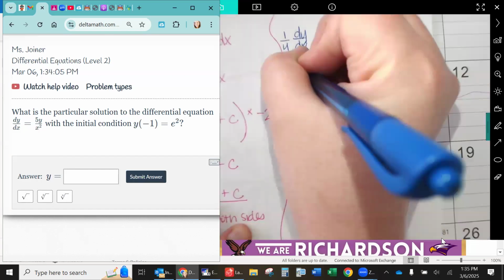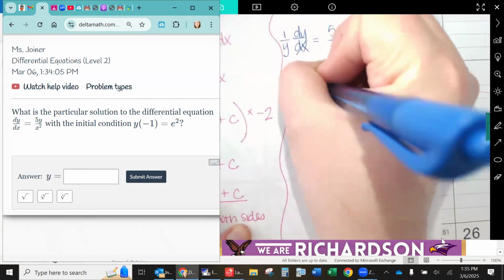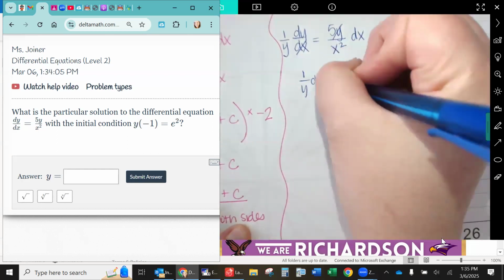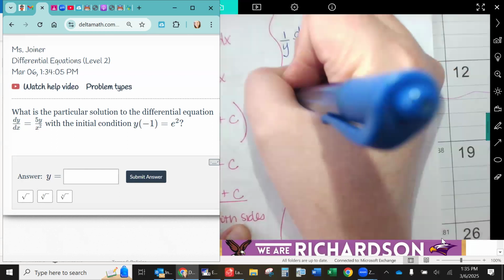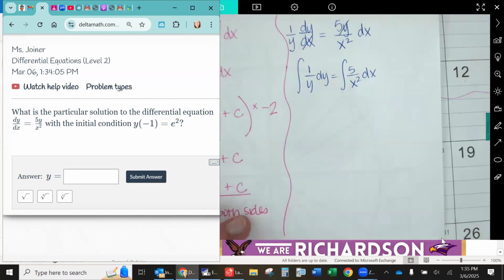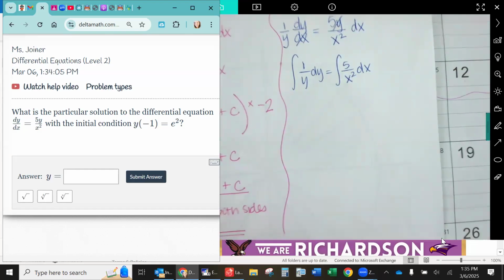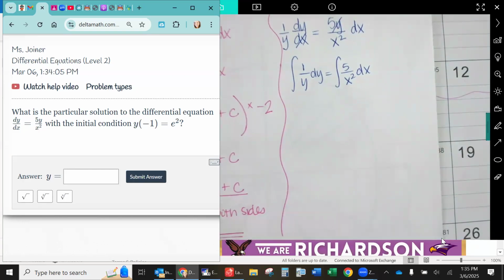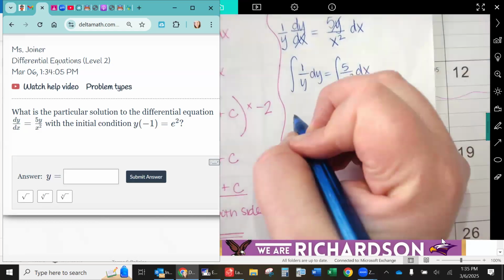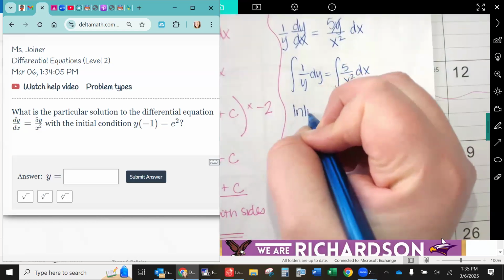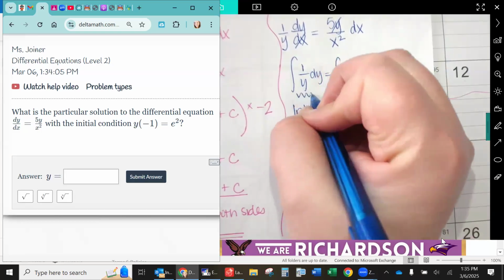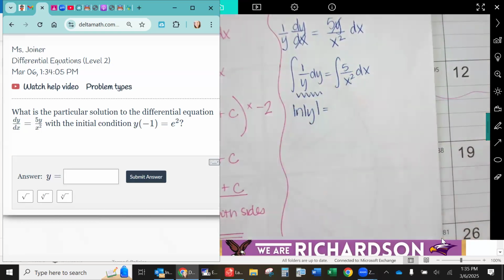So here's what we have so far. 1 over y dy, 5 over x squared dx, then integral. Which side will I rewrite? The y side or the x side? Not the y side. The y side's already special. What's the integral of 1 over y? ln y. Do you remember that? Okay, this is a special rule. I don't have to rewrite. If it's 1 over y or 1 over x, it's going to go to ln.